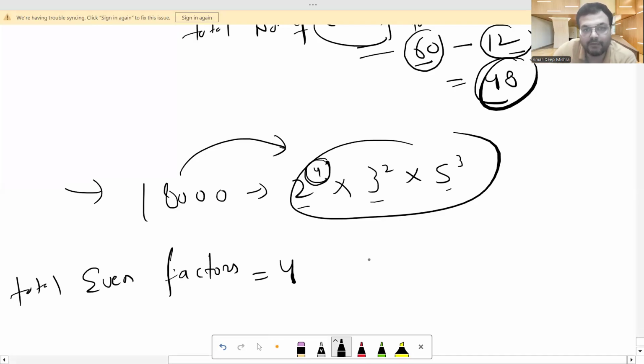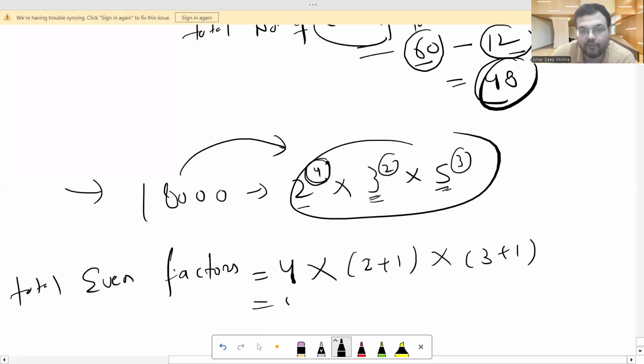Okay. So 2 power you take as it is. Now next 3. 3 power is what? 2. So for 2, you take bracket and 2 plus 1. For the rest of the prime numbers, you do usually as you used to do. Okay. Similarly, for the next prime number, the power is what? 3. So take 3 plus 1.